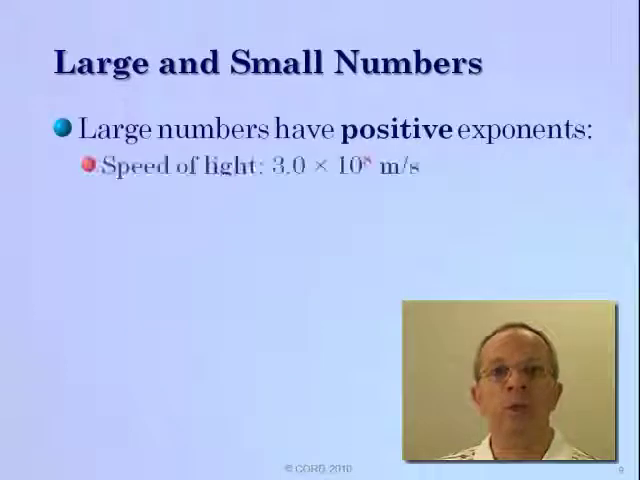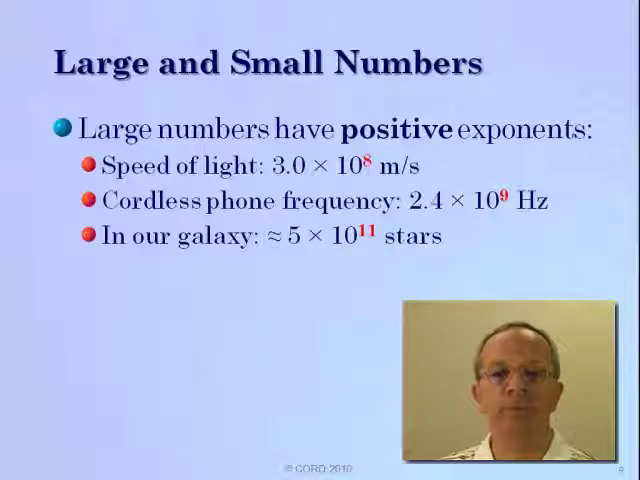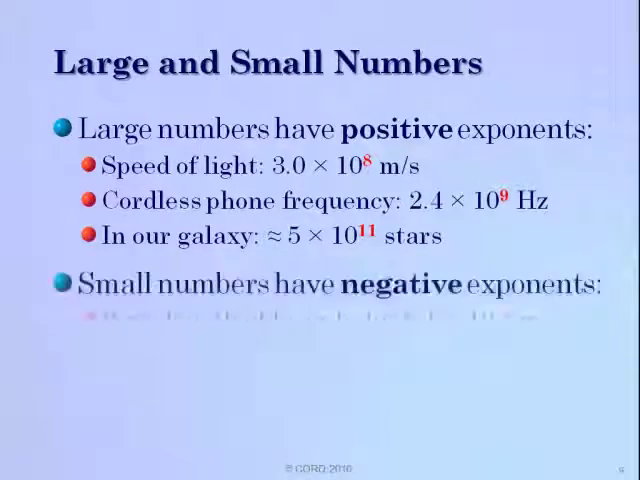So we can write large and small numbers. Large numbers have positive exponents, like the speed of light is 3 times 10 to the 8th meters per second. Cordless phone frequency is 2.4 times 10 to the 9th hertz. In our galaxy, there's a lot of stars, about 5 times 10 to the 11th stars.